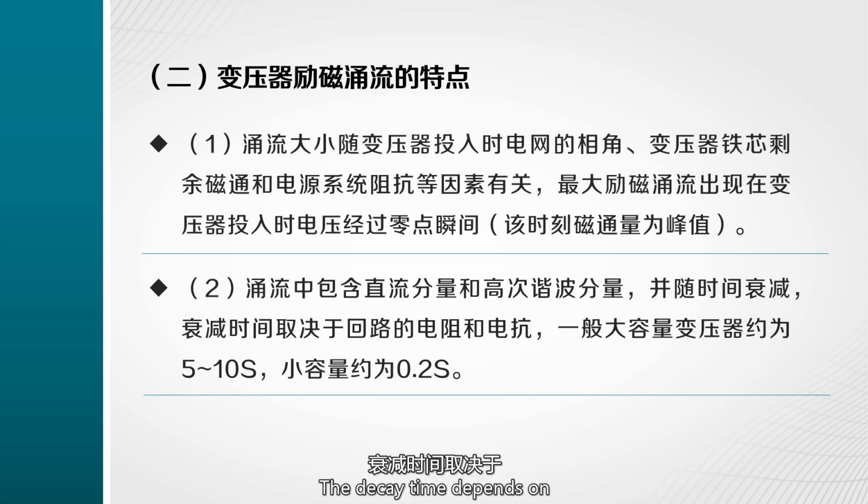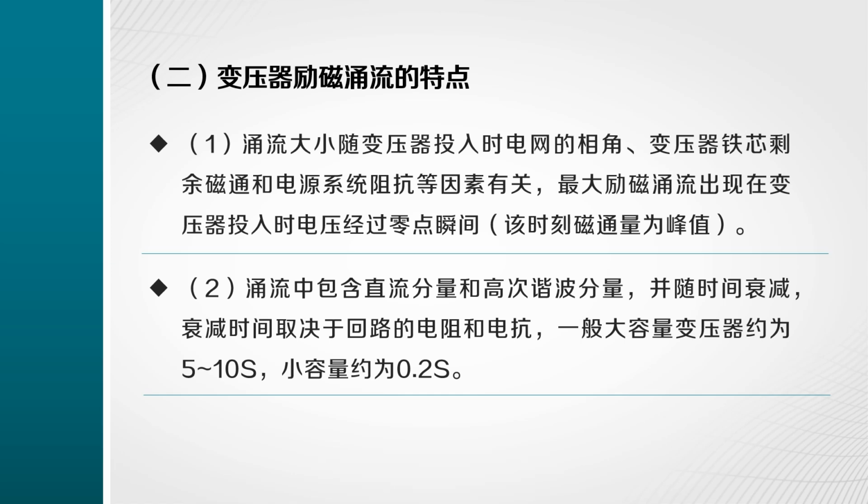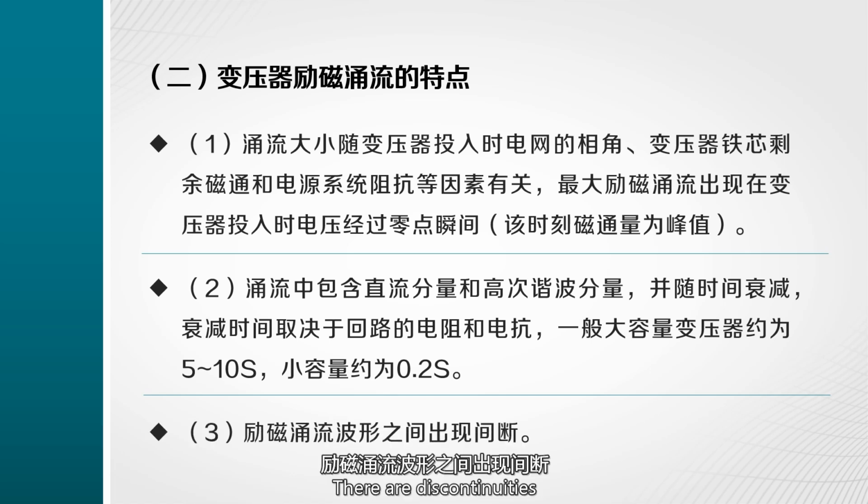The decay time depends on the resistance and the reactance of the circuit. Generally, for transformers with large capacity, it's about 5 to 10 seconds, and for transformers with small capacity, it is about 0.2 seconds. There are discontinuities between the waveforms of the excitation inrush.